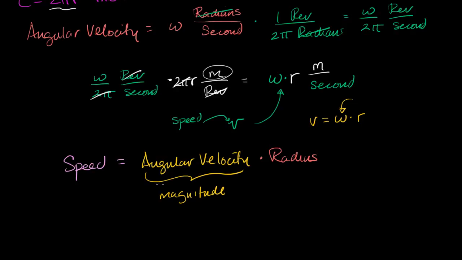And if you wanted to solve for angular velocity, you divide both sides by the radius, and you get angular velocity, omega, is equal to speed, which we're using v for, divided by the radius. We can actually use this information to do other interesting things later on, but hopefully this gives you a sense of how all of this stuff is related.